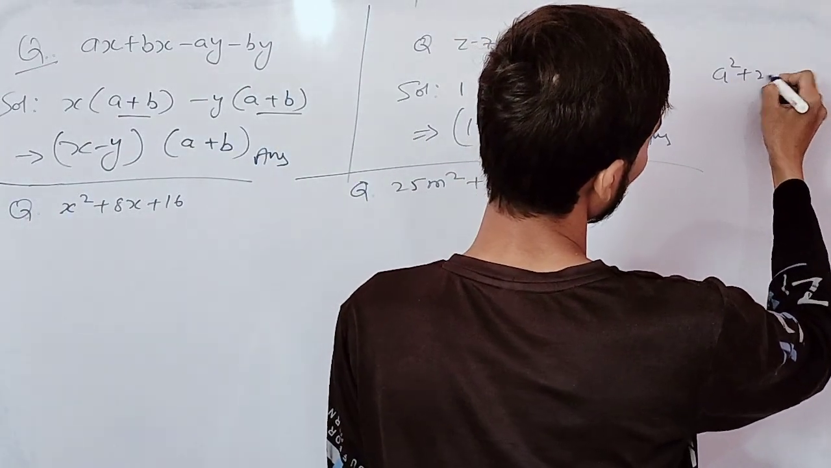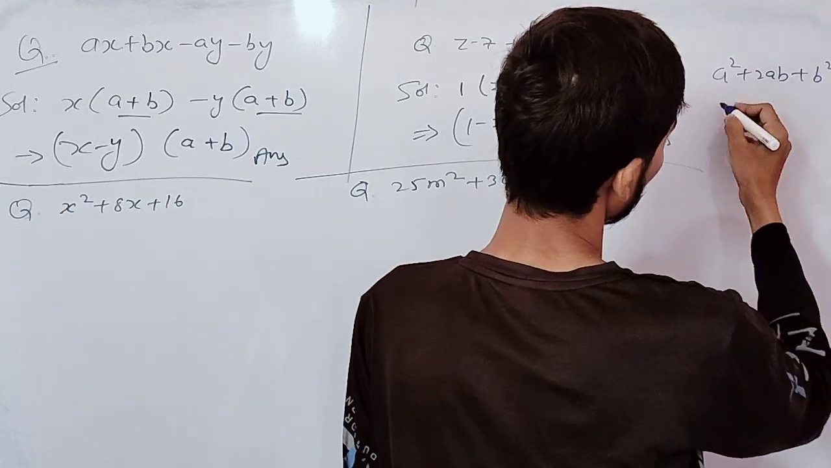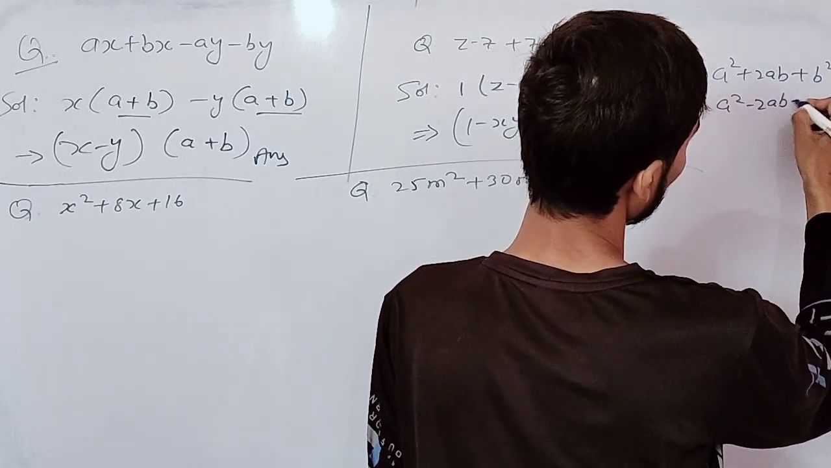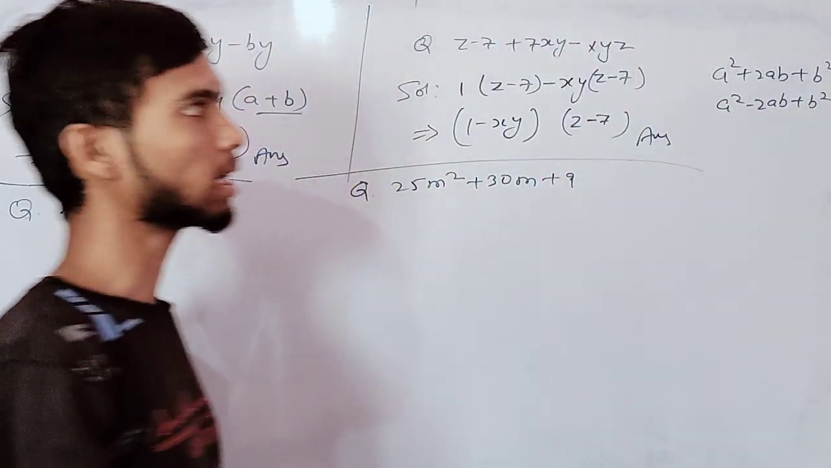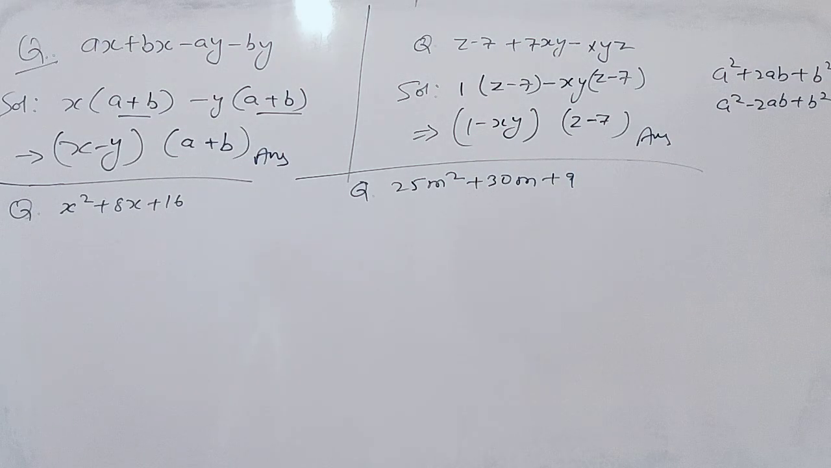a square plus 2ab plus b square. a square minus 2ab plus b square. These are known as algebraic identities. We will apply this. One thing more.